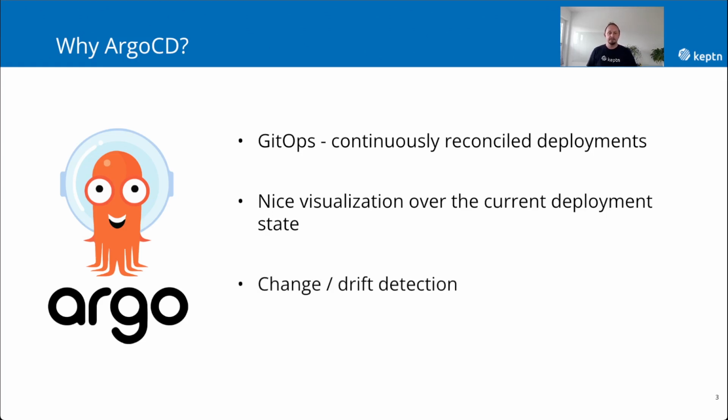Furthermore, we get some change and drift detection. So if some objects change in Kubernetes and no longer correspond to our intent in the Git repository, Argo can detect this and can also take action upon it. And last but not least, Argo is able to deploy a lot of things. We can deploy Kubernetes manifests as well as Helm charts, but we can also use Kustomize.